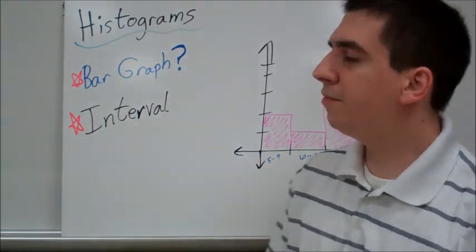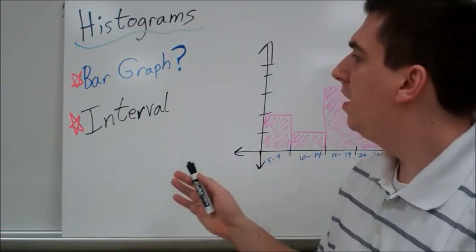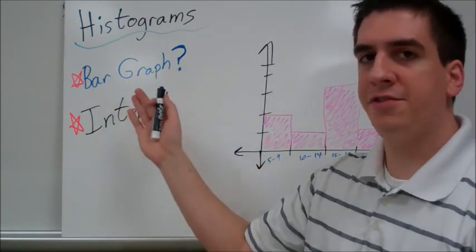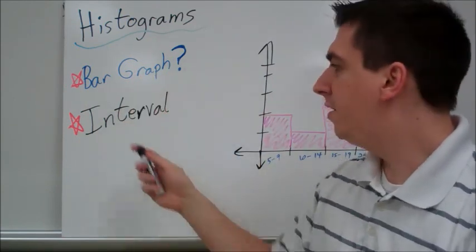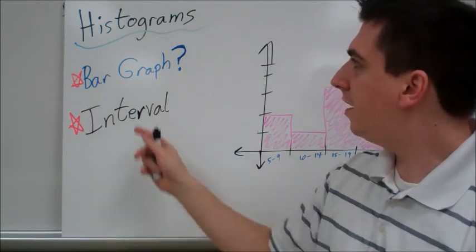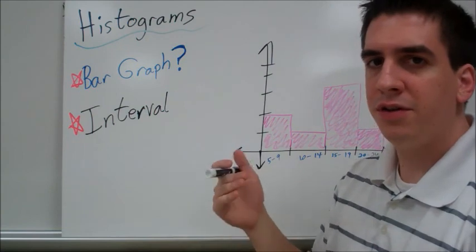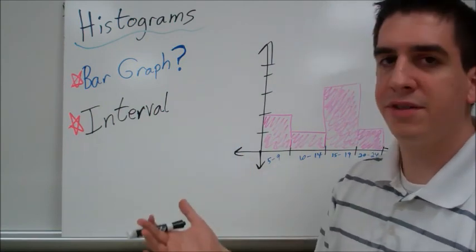Hi math friends. Today we're going to talk about histograms. A histogram, if we're looking at this picture right here, kind of looks like a bar graph, which some of us may be familiar with. But the difference here is a histogram uses intervals to help us define how many times something happened. What was the frequency of that?